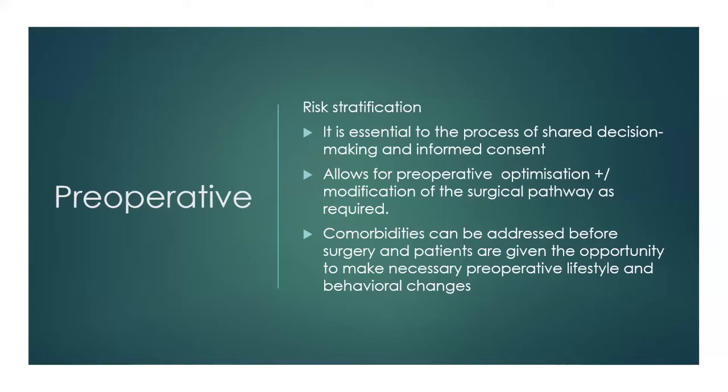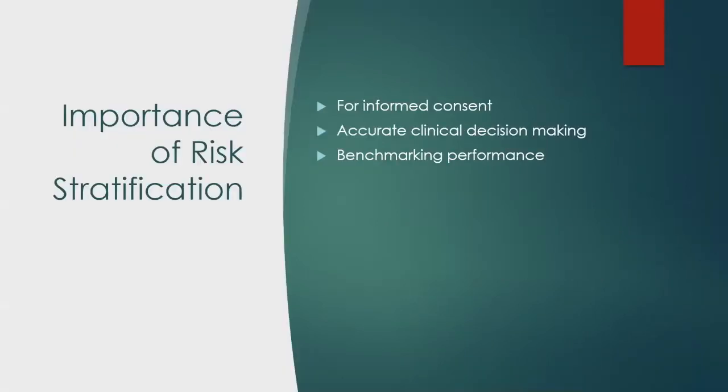So why do you need risk stratification? Number one, so that we can give our patients adequate information and get adequate informed consent. Number two, this will allow us the opportunity for preoperative optimization of any comorbidity that they might have. At the same time, it will give us a golden opportunity to do any sort of lifestyle and behavioral changes in the patients who are going into the surgical pathways. So how do we do the risk stratification? Oh, sorry, before that, what is the importance of risk stratification then? So these are the things for FCPS and MD final students.